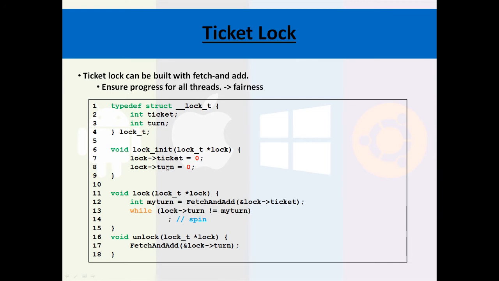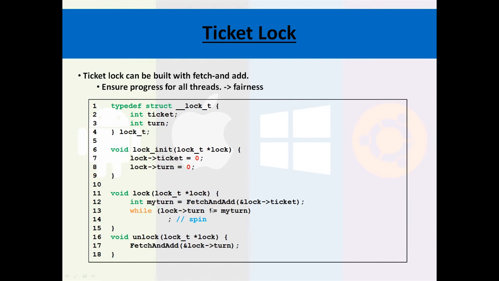Once again, when we initialize everything, we're going to set ticket to 0 and turn to 0. Our unlock, I'll speak about that in a little bit, but I'll show you how it works. Our lock function is going to look like this now. Firstly, we get what my current thread's turn is, the turn number. And we get that by calling our fetch and add with the ticket.